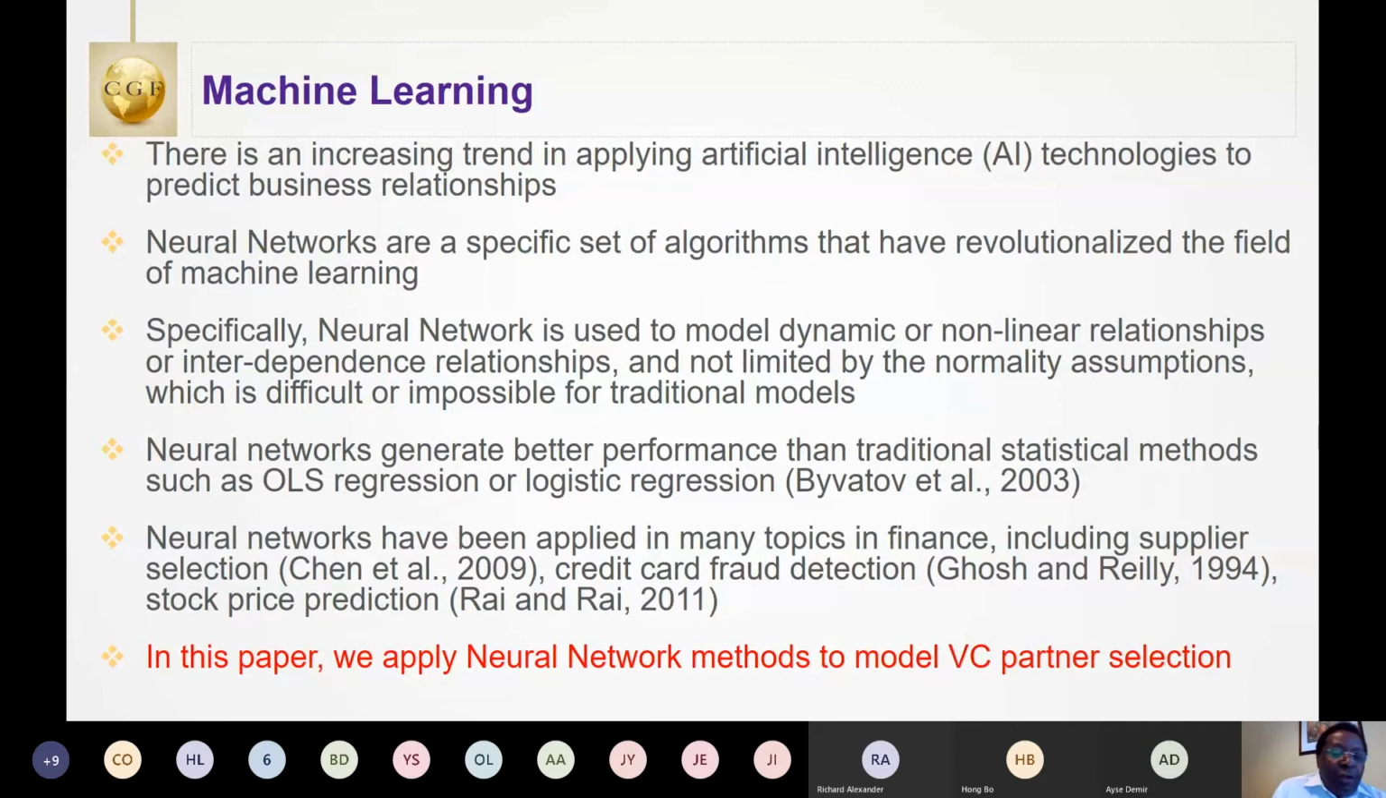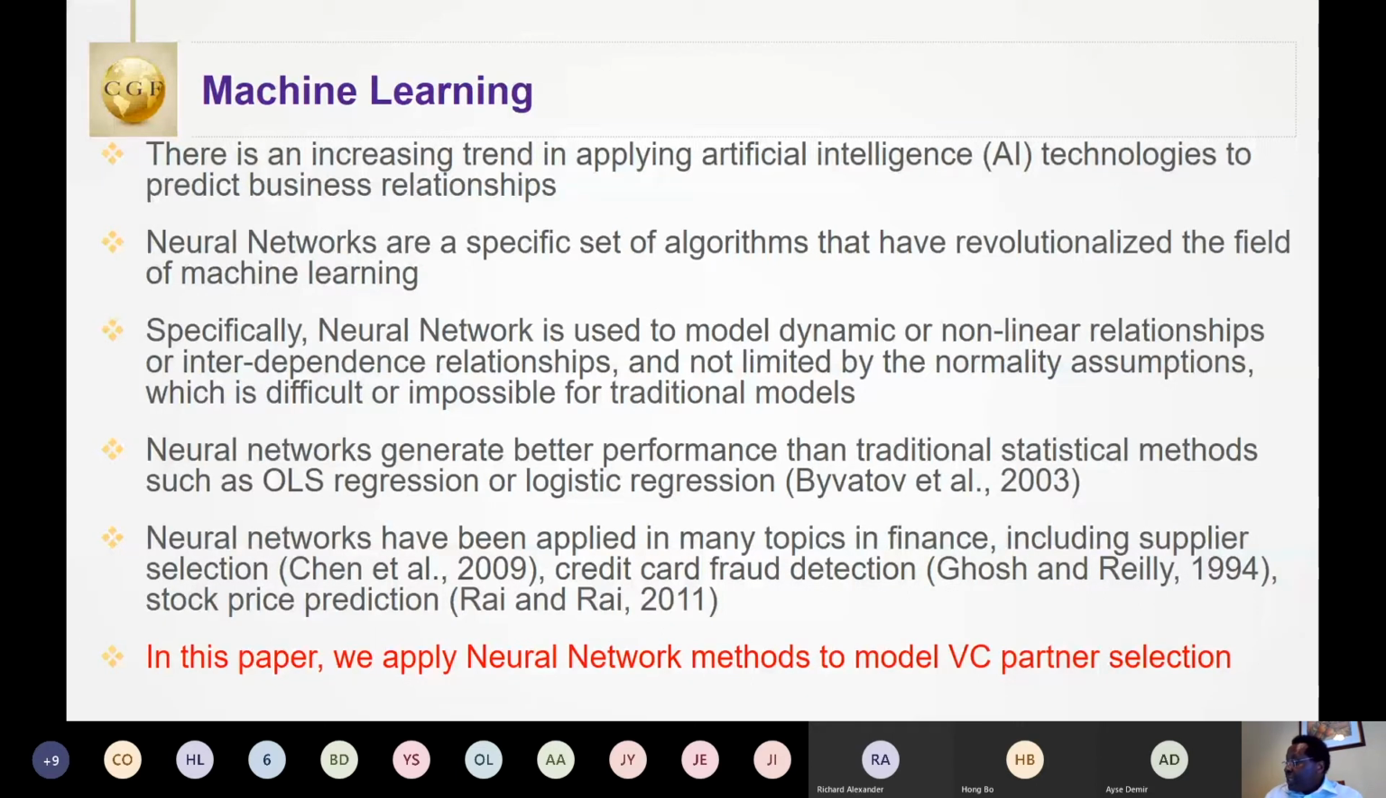And also, in Bayatov's 2003 paper by Vatov and others, it is shown that neural networks generate better performance than traditional statistical methods such as ordinary least squares or logistic regressions. This is work in business connections, not necessarily on venture capital, but it looks at the accuracy of the modeling. And also to observe that in the area of finance, these neural networks, as part of machine learning, have been applied in many topics.